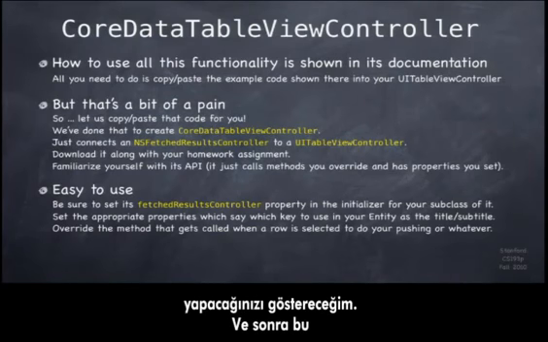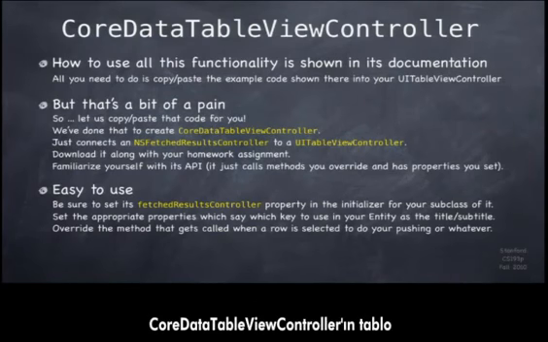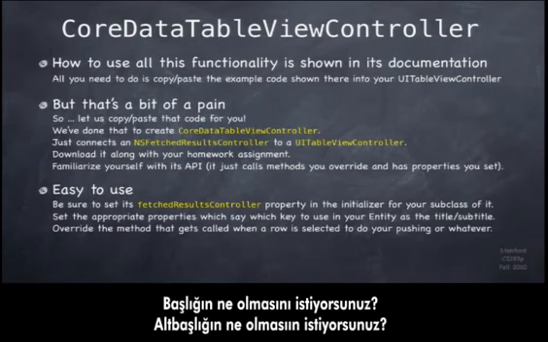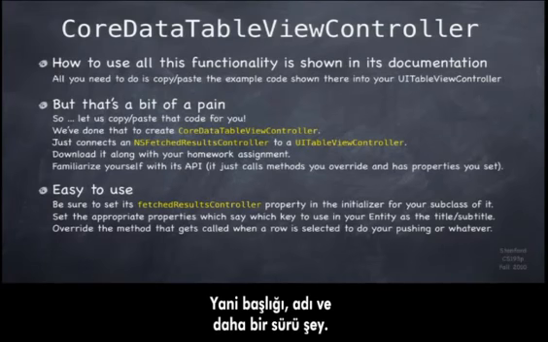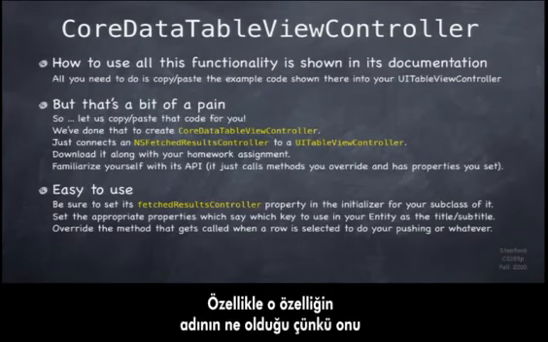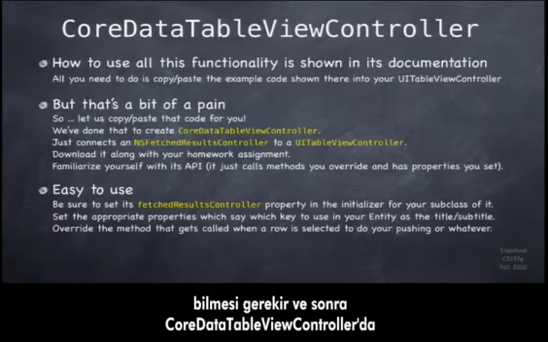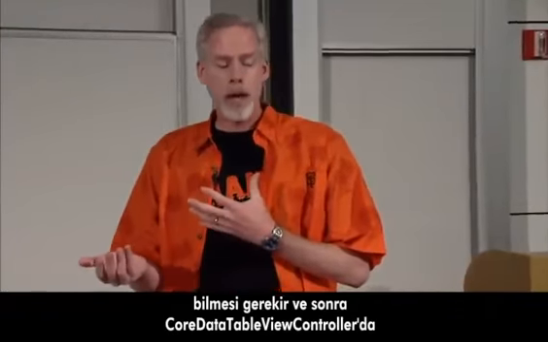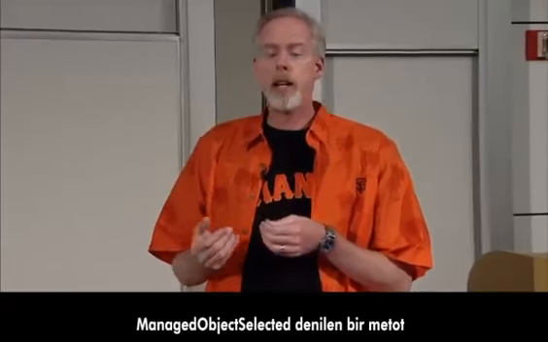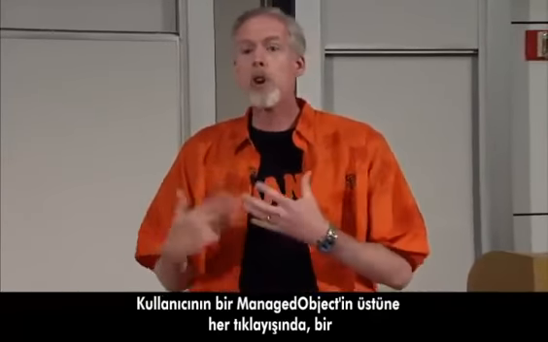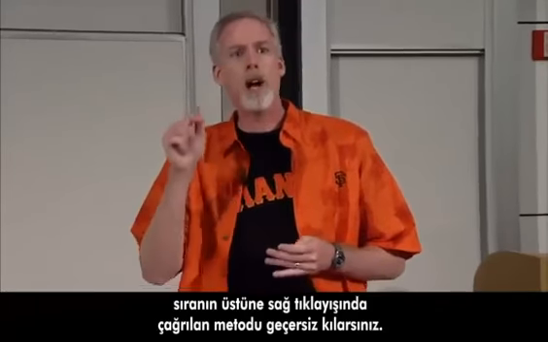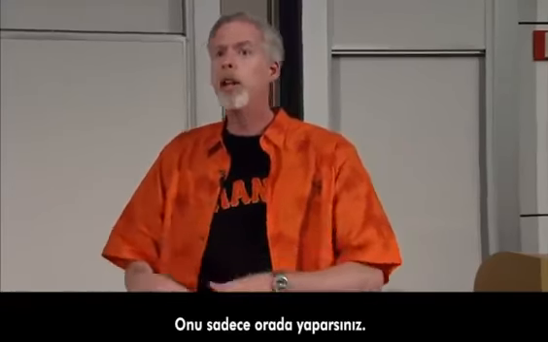And then the core data table view controller has a couple of properties for what you want the title to be and what you want the subtitle to be in the table. Like which properties in your object that gets queried from the database, title, name, what do you call it? Just what's the name of that property, because it needs to know that. And then you override a few methods, like there's a method called managed object selected. That gets called every time the user clicks on a managed object, right? Clicks on a row, and then you can do your push in there. You're going to push another view controller. You just do it in there.